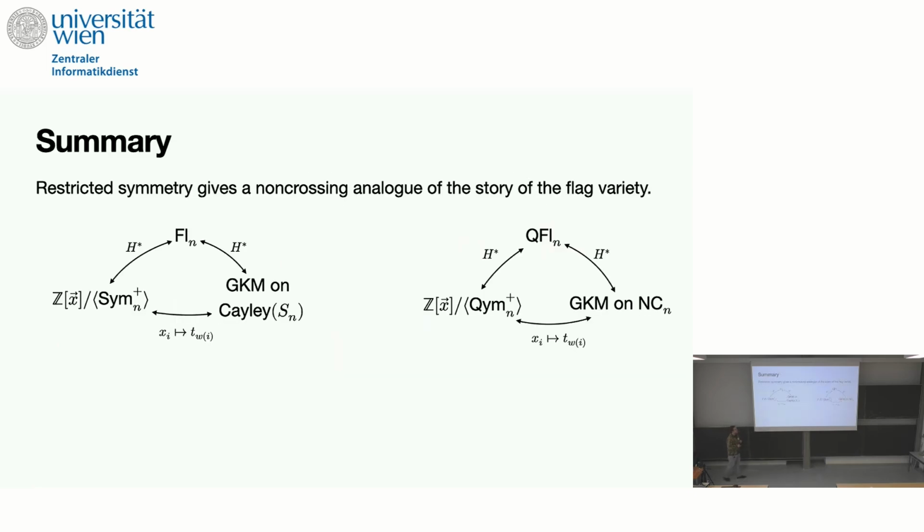Okay. And so just to leave you with a short summary of what I told you about, there's this very nice picture involving the flag variety, the Cayley graph of the symmetric group, and symmetric polynomials. And using restricted symmetry and non-crossing partitions, we were able to reproduce it and create a similar story using the quasisymmetric flag variety, the GKM ring on the lattice of non-crossing partitions, and quasisymmetric polynomials.